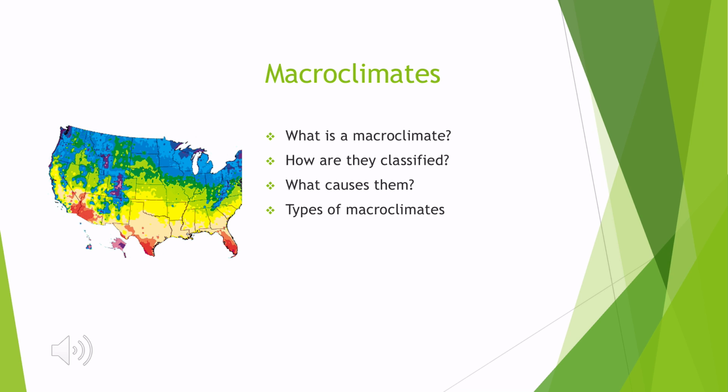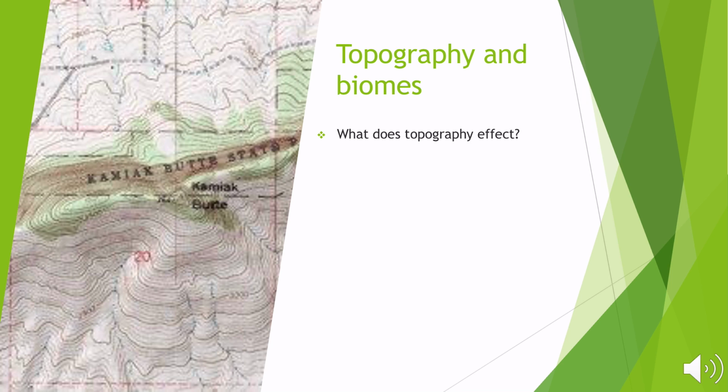Macroclimates are a result of origin of air masses, latitude, continentality, and topography. For example, increasing latitude results in lower pressure with frequent precipitation and cooler temperatures. Decreasing latitude results in high pressure zones, less precipitation, and higher temperatures. These factors can help to determine the climate at Kamiak Butte. Topography and biomes can play a huge role in classifying what happens at Kamiak Butte.